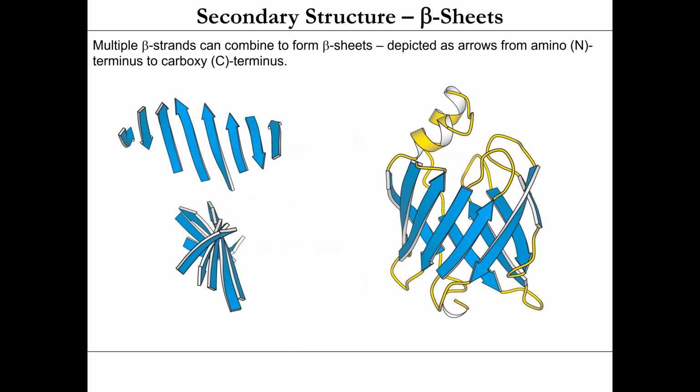And as I said before, multiple beta strands will combine to form beta sheets, but it's usually not just one beta strand, or I'm sorry, 2 or 3 beta strands. Usually it's like 3 to 7 beta strands that will combine to form a bigger beta sheet. And these are depicted, instead of as ribbons or cylinders, as flat arrows from the amino terminus to the carboxy terminus. So that's the direction in which they're pointing.